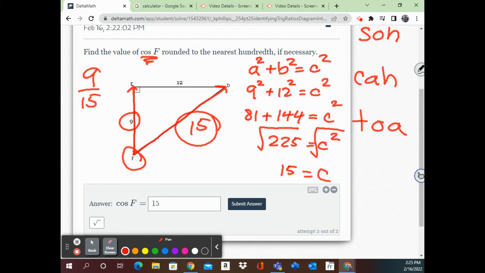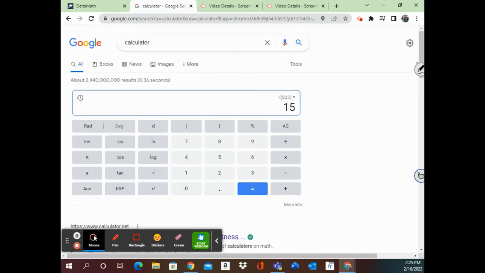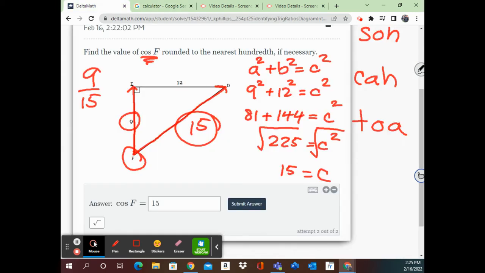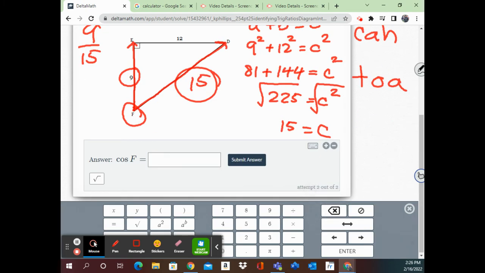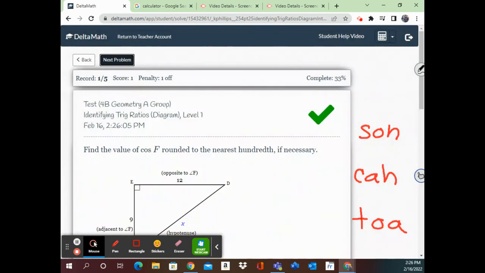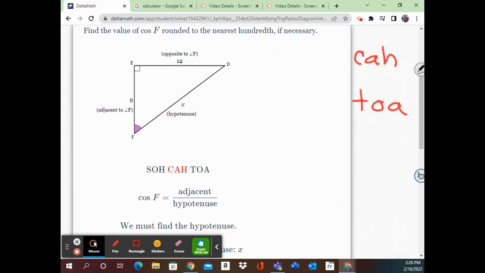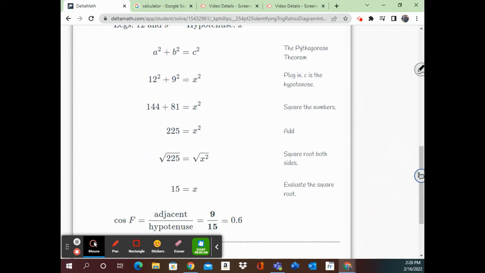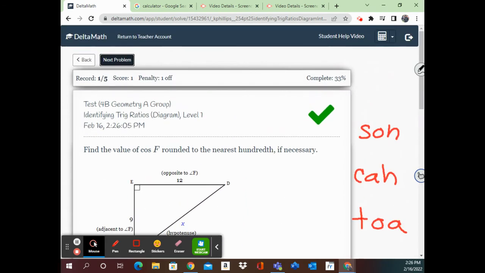Now, if they told me that they want the fraction, I would give them 9 over 15. But they want it rounded to the nearest hundredth. So that means I have to put 9 divided by 15 in my calculator, and it's going to give me 0.6. So what they're looking for here is the answer of 0.6. And then we have our answer. And again, anytime you get a question incorrect or correct, it gives you the breakdown. It shows you exactly what steps you need to take to find that answer.